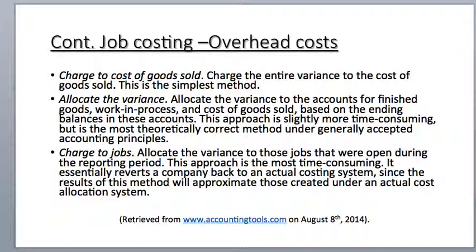You can determine the overhead cost per labor hour by taking the total overhead cost for the company and dividing it by the labor hours worked. Then take the hourly amount calculated and multiply it by the hours worked on the job. That will give you the total overhead that should be allocated.